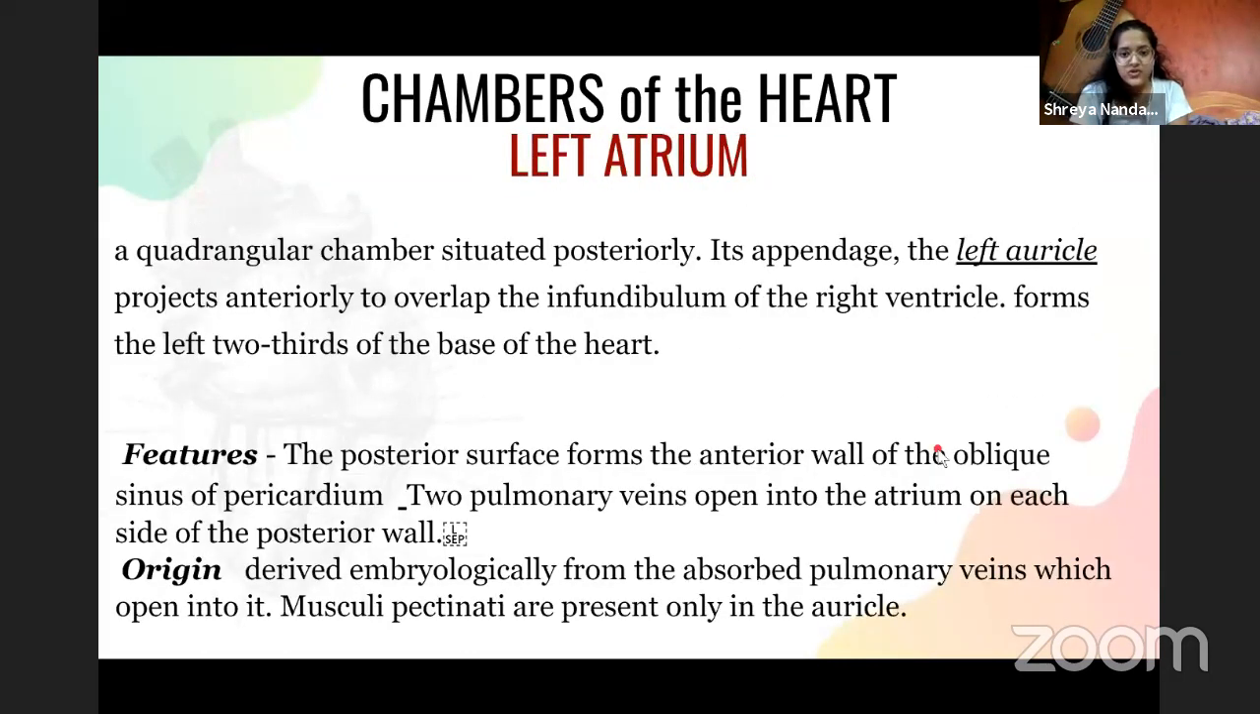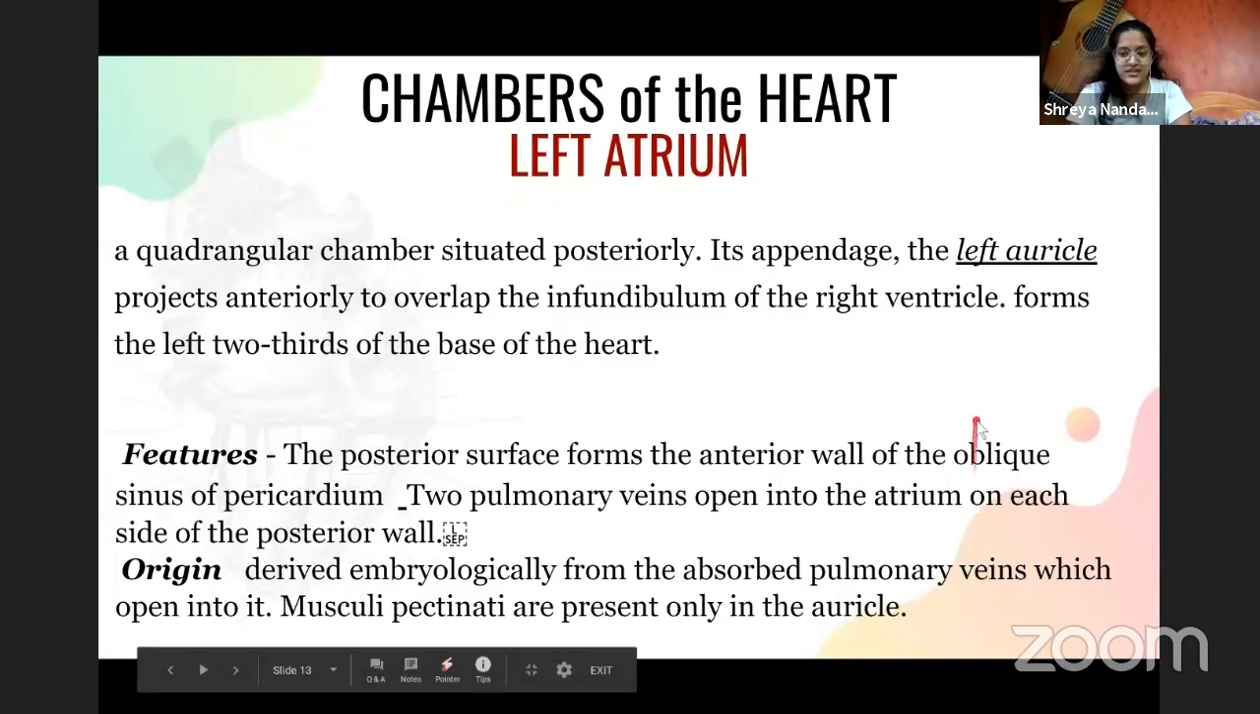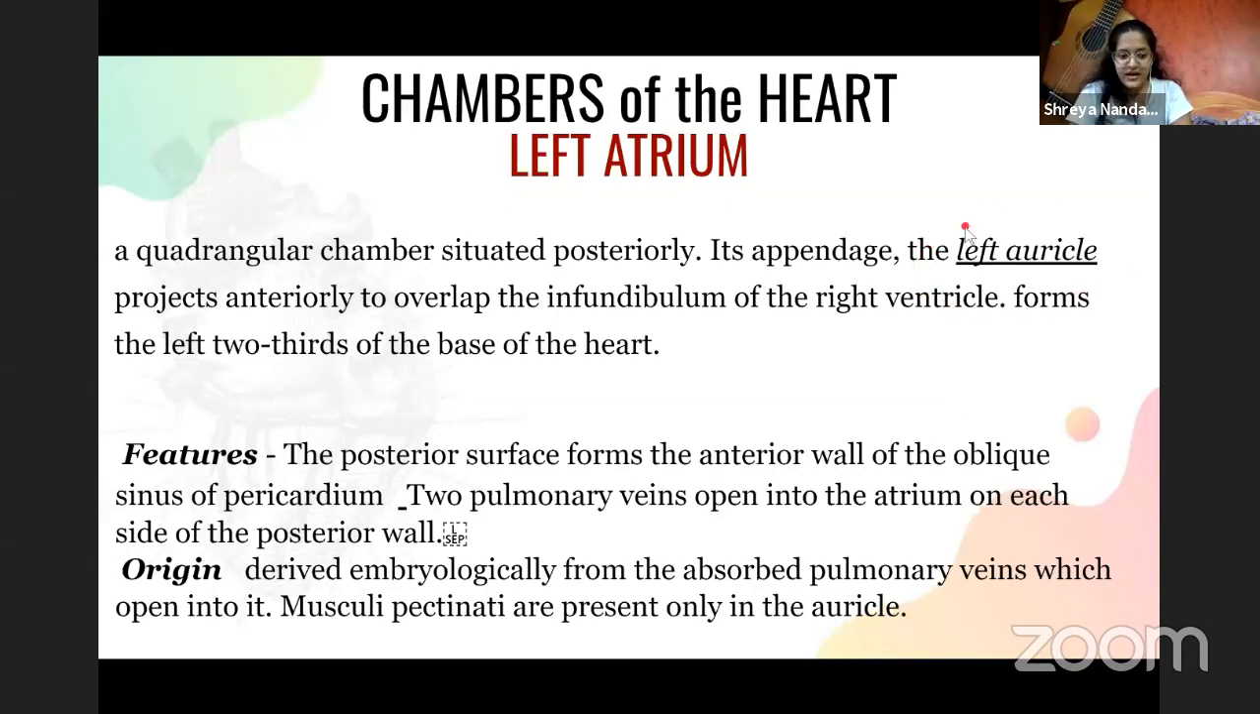So next we move on to the left side of the heart. First we have the left atrium, which is a quadrangular chamber situated posteriorly. It has an appendage which is similar to the right atrium, which is known as the left auricle. And then the features are mostly similar to them. And this chamber is derived embryologically from the absorbed pulmonary veins, which open into it.